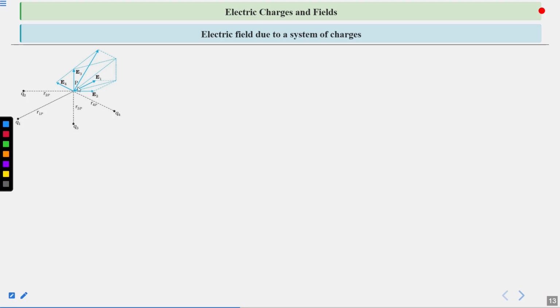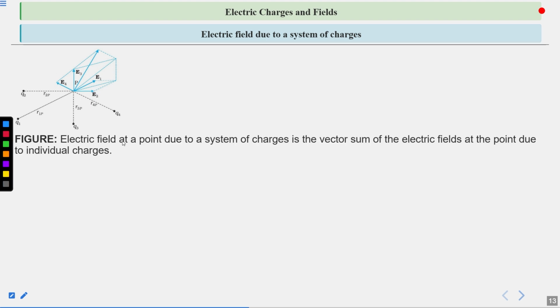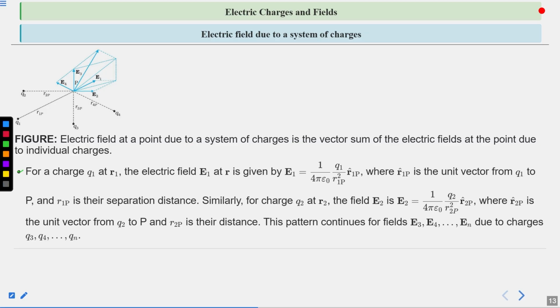So look here, E1, E2, E3 are the electric fields. The electric field at a point due to a system of charges is the vector sum of electric fields at the point due to individual charges. For charge Q1, listen carefully. For charge Q1 at a distance r1P, the electric field E1 at P is given by E1 equals 1 upon 4 pi epsilon naught, Q1 divided by r1P square, times r cap 1P.